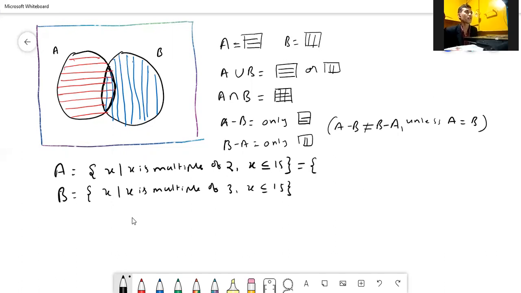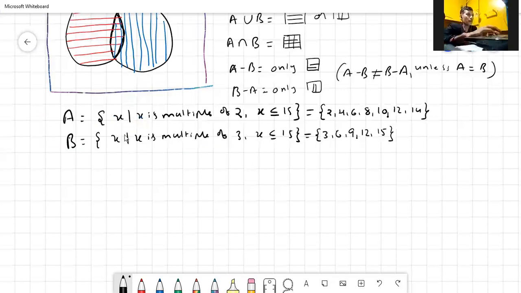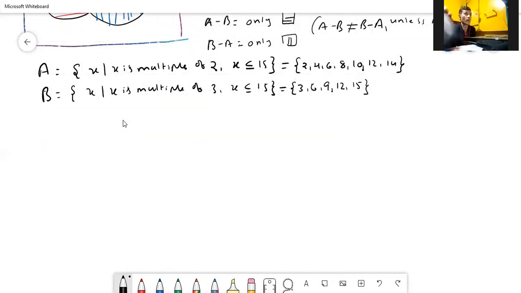Here what all will come? Multiples of 2 means 2, 4, 6, 8, 10, 12, 14. I can't go more than that because I want less than 16. Multiples of 3 now: 3, 6, 9, 12, 15, up to 15 only, no? These are the multiples. Now see, we'll discuss all side by side with a Venn diagram.